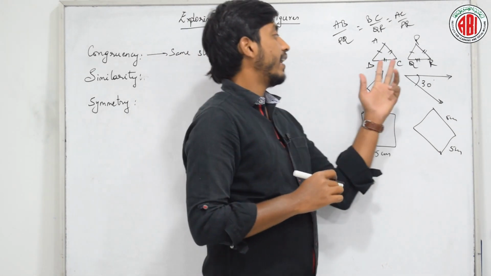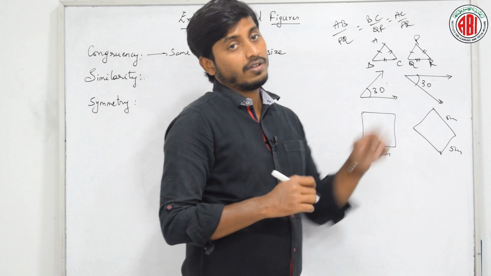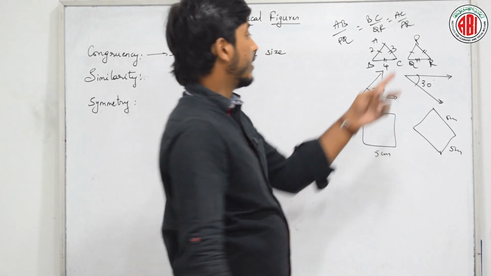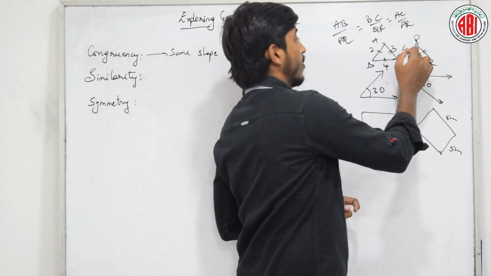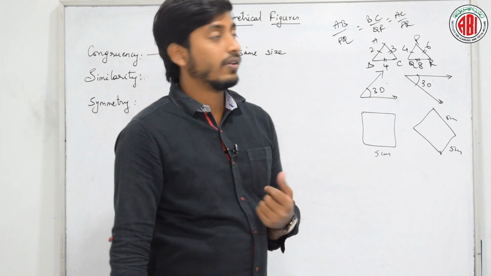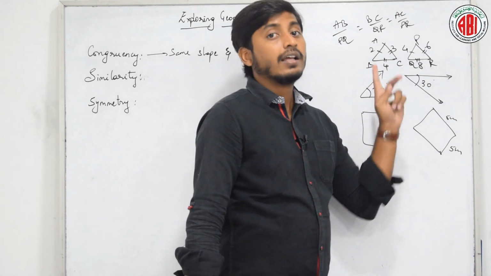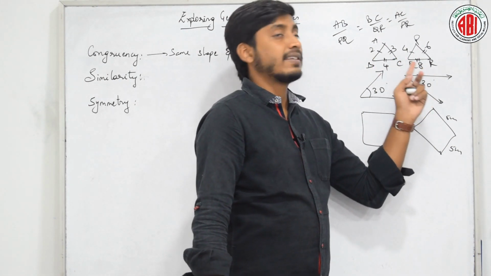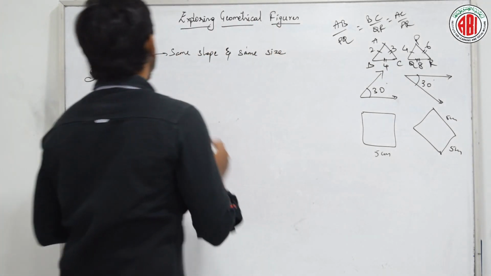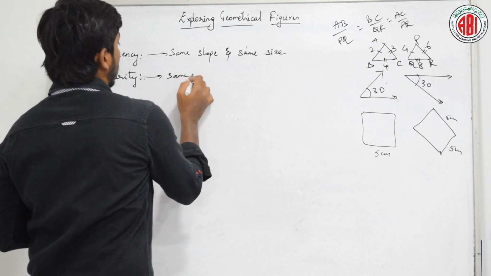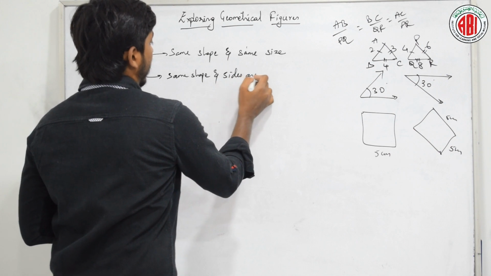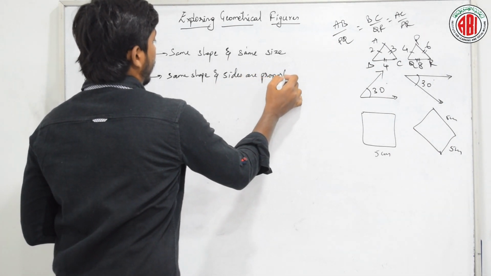Proportional means, if I double this, we should get all the sides of this. Let us say I have 2, 3, 4. Then this triangle should be double of this, that is 4, 6, 8. Clear? Both have the same shape and the ratio of the sides is proportional. Tell me, what is the first condition? Same shape and sides are proportional.